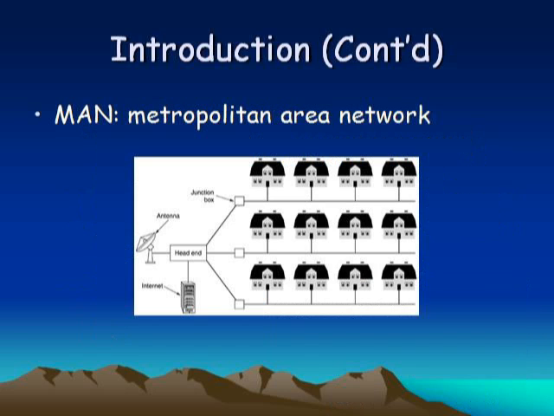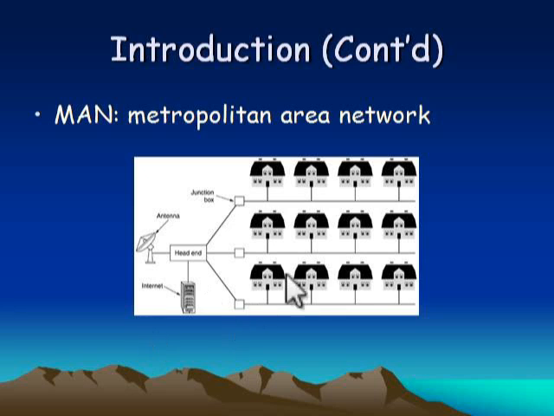Next is a metropolitan area network, which deals with an entire city. Here in the diagram you can see an antenna connected to a number of lines, an internet server, and different sets of boxes. So you can take it as a digital network that is covering an entire city.